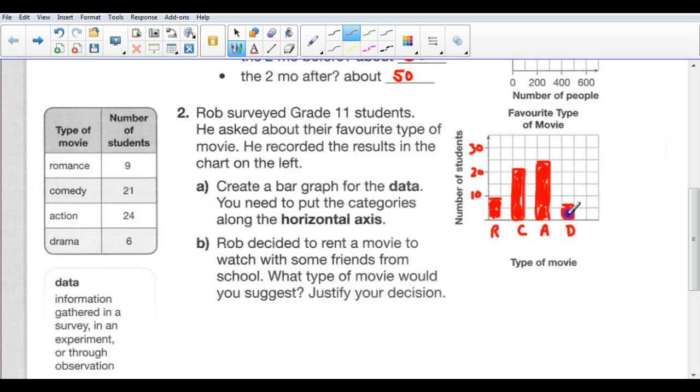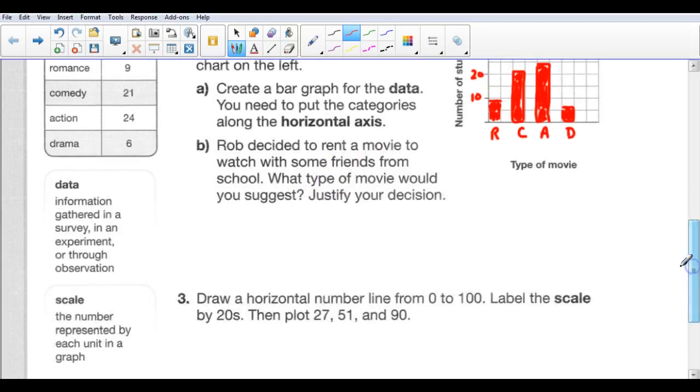Okay, so we've got number of students labeled on this axis, we've got the type of movie labeled here, and then we've drawn it. So Rob decided to rent a movie to watch with some friends from school. What type of movie would you suggest? Justify your position. Well, I'd say the type of movie would probably be the one that was the most popular for a survey, and that would be an action movie. 24 students chose that. Why? Because it was the highest on his survey.